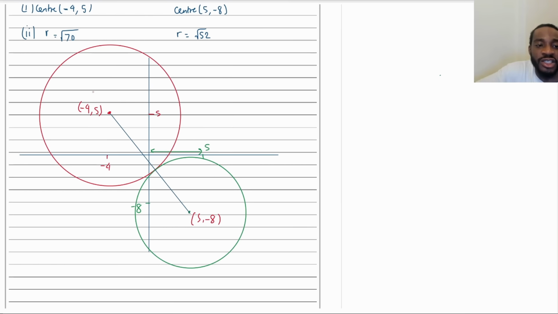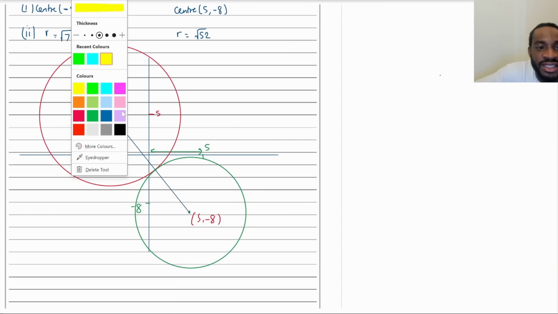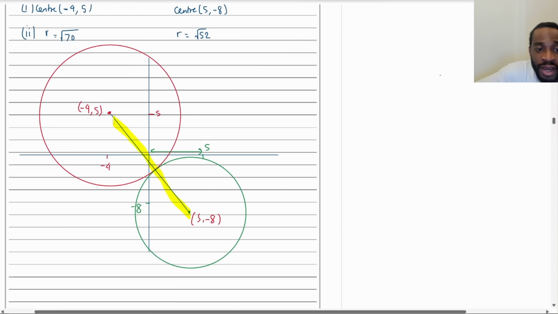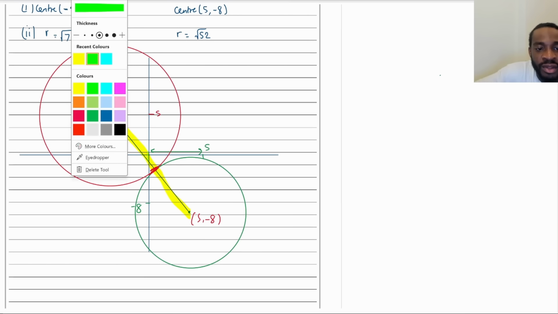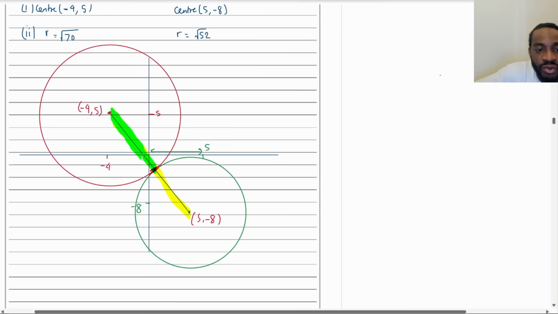If they were to touch like that, then wouldn't that mean that this distance, which we can compute, it's just the distance between 2 coordinates, would actually be the same distance as if I was to compute this radius here. Let me do it in different colors now. This radius here in green, which is root 70. This is root 70. And this one right here, which is root 52, right?